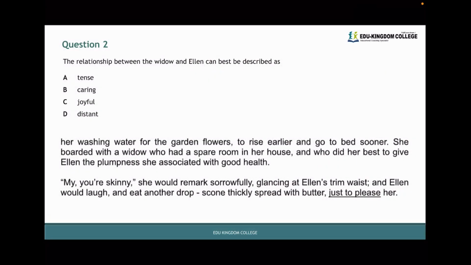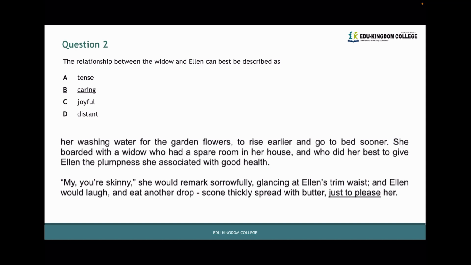Now, in question two, they ask us the relationship between the widow and Ellen can best be described as blank. When we look at the parts where the widow is speaking or being in relation to Ellen, we see a little bit of an affectionate relationship. She boarded with a widow who had a spare room in her house and who did her best to give Ellen the plumpness she associated with good health. The extract later on suggests that the widow starts feeding Ellen, right? Feeding someone is a sign of care. It's niceness, manners, even. So we can get rid of A and D because A and D are associated with negative connotations, like being awkward, not being close with someone. But in this situation, offering someone food because they seem malnourished is just a sign that you care for that person. And a meal symbolizes that you want to be with someone.